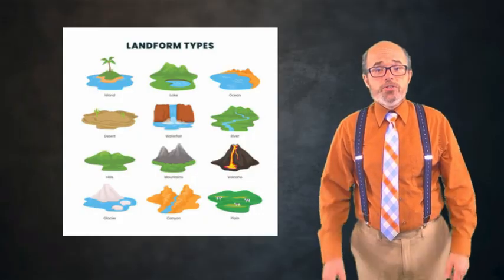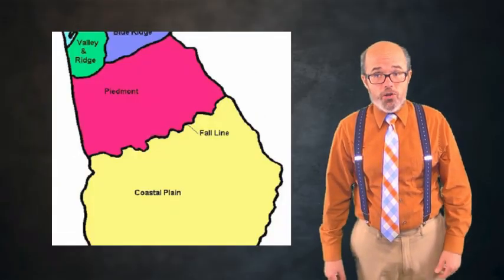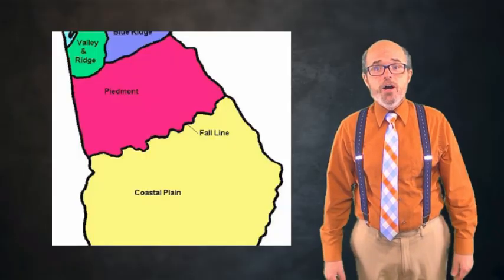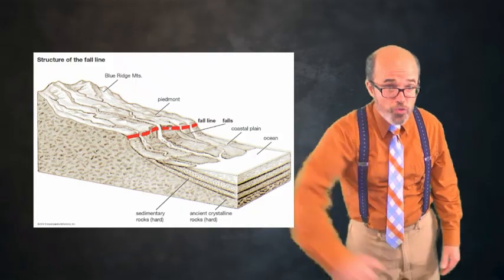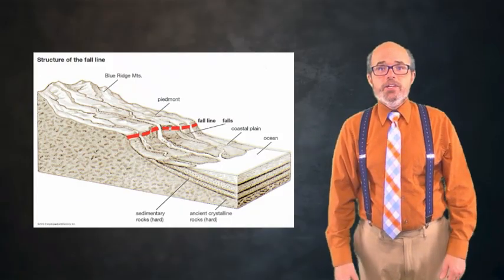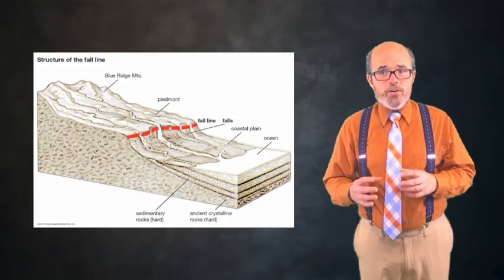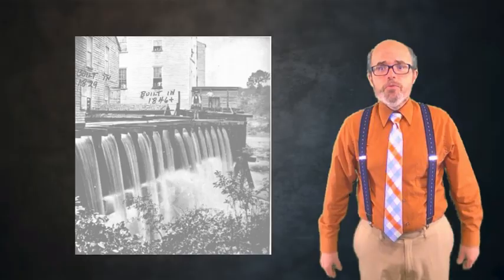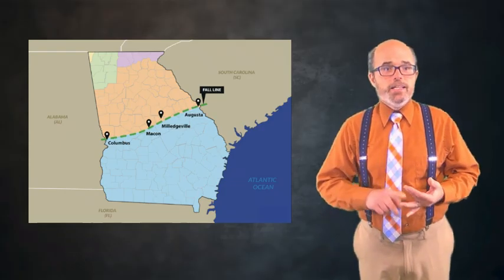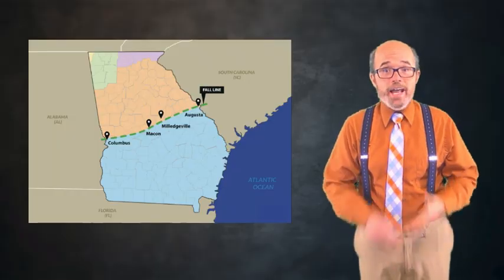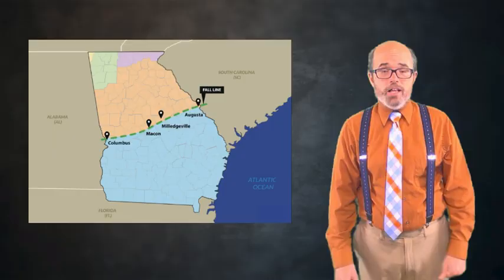The first physical feature I'm going to talk about in Georgia is the fall line, and the fall line divides the Piedmont and the coastal plains regions. It's called the fall line because the elevation drops super fast, allowing for hydropower, and because of that, some of the largest cities in Georgia are located there. You've got Macon, Columbus, Milledgeville, and Augusta all along that fall line.